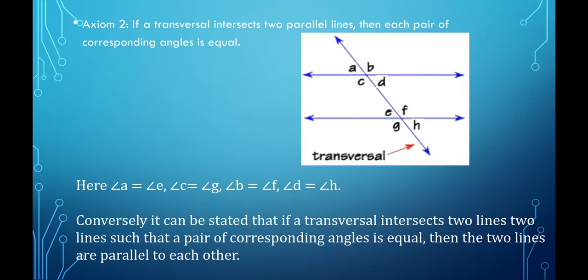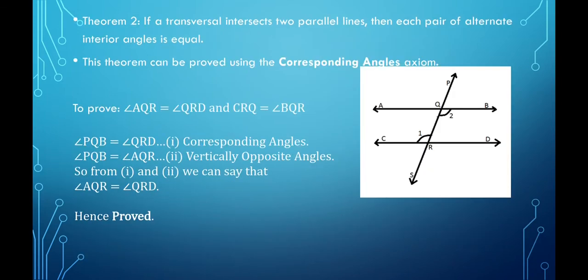So here in the figure, angle A is equal to angle E, angle B is equal to angle F, angle C equal to angle G, and angle D equal to angle H. So these are the corresponding pairs of angles. It can be conversely stated, if these angles are equal, then the lines are parallel. If the corresponding pairs are equal in measure, then the lines drawn are parallel to each other. We can say also like this.